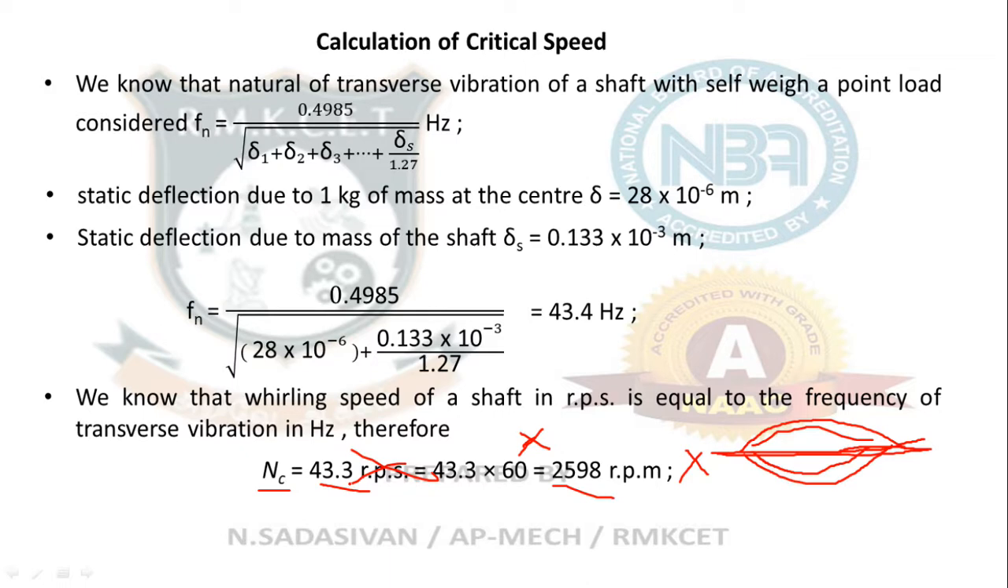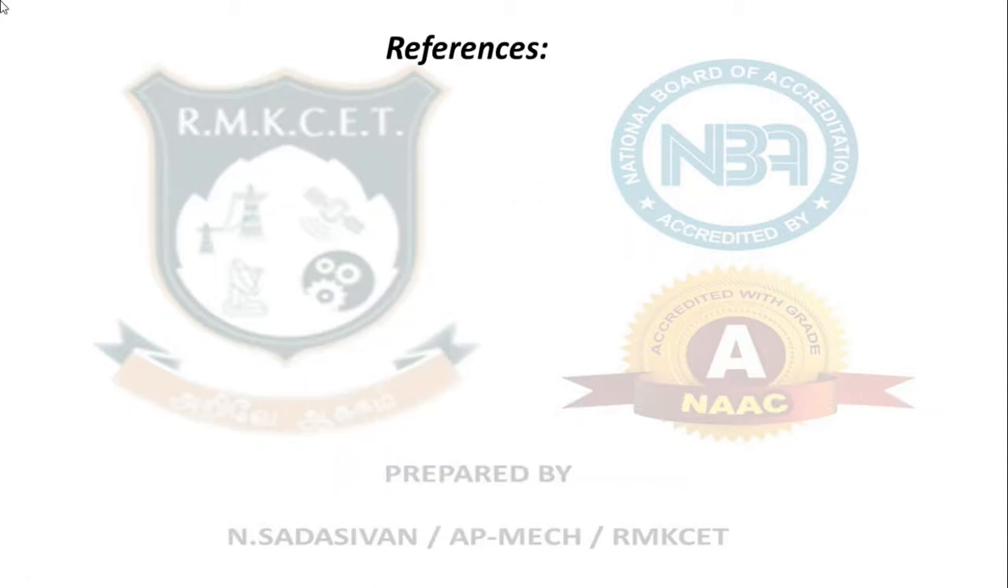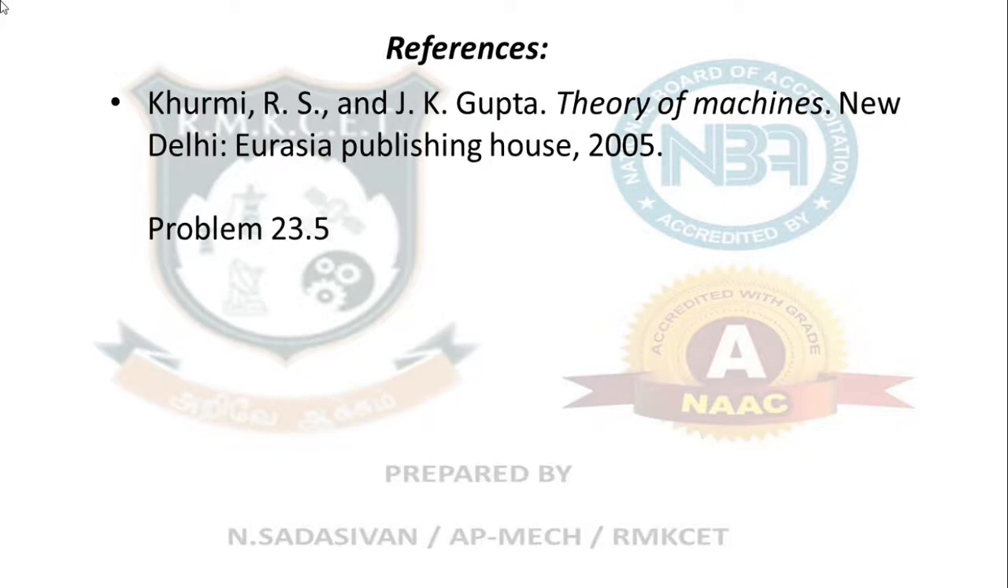If you match the resonance, the natural frequency condition, your shaft will violently vibrate and the dynamic deflection y will become infinity, and your shaft will eventually break. So the whirling speed of the shaft is 2598 RPM, right? So that completes the problem taken from your Kurmi textbook, problem 20.